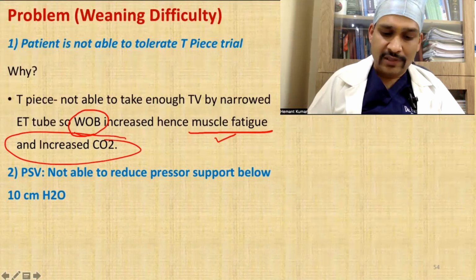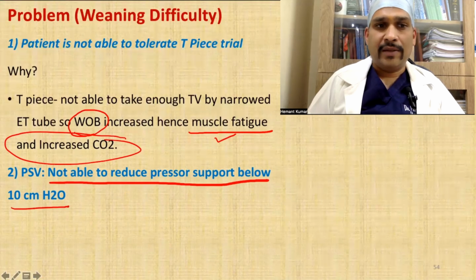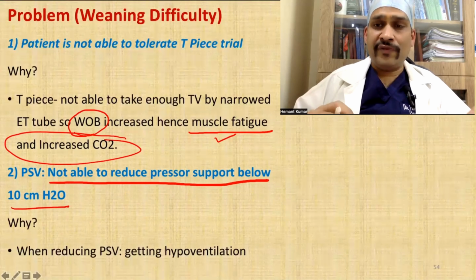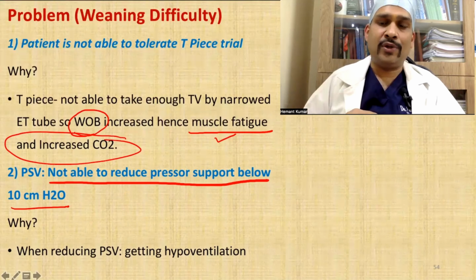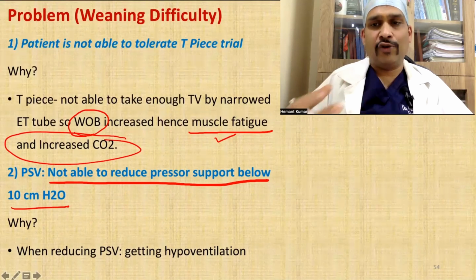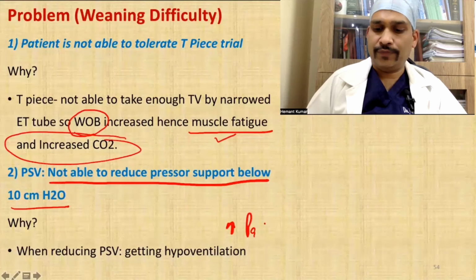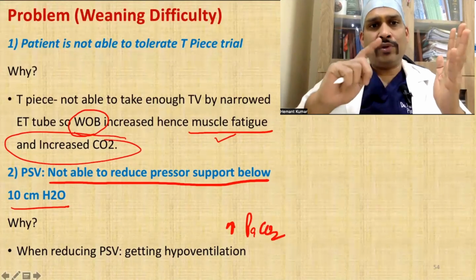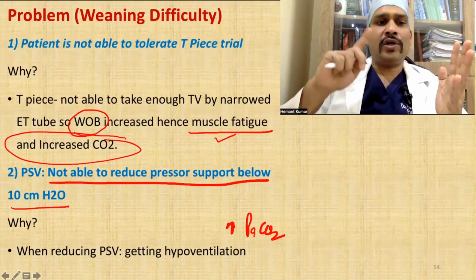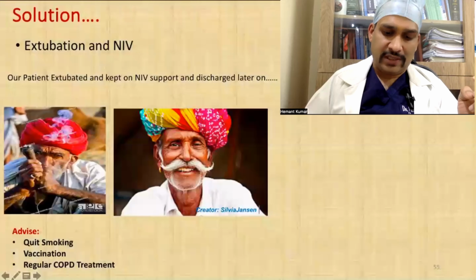But the problem is we were not able to reduce pressure support below 10 centimeter. Why? Because once we reduced the pressure, the patient was getting hypoventilation because the patient was not getting enough tidal volume for ventilation. So the patient was getting hypoventilation and increased PCO2. So this is also a weaning failure. So we were not able to give a T-piece trial and we were not able to wean with pressure support ventilation also. So what to do next?